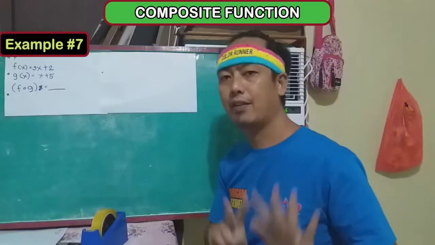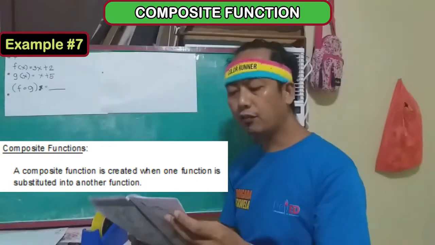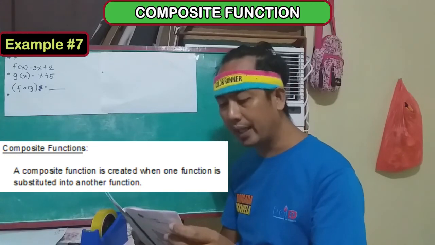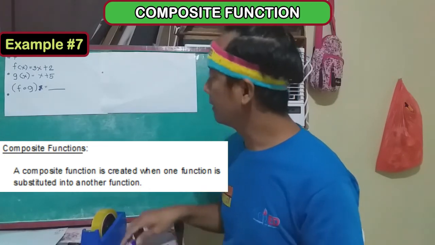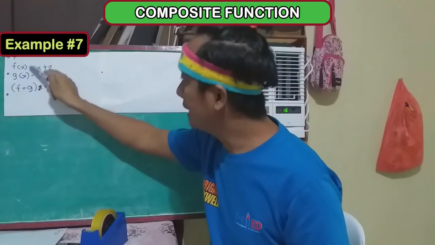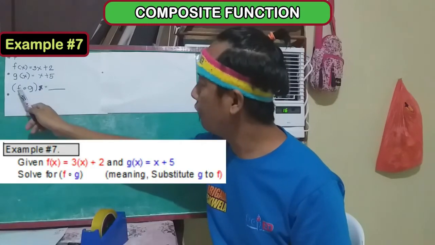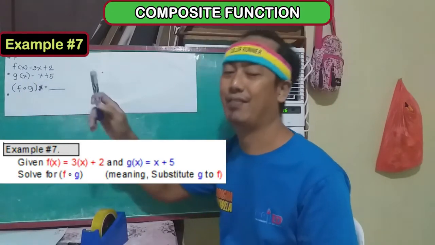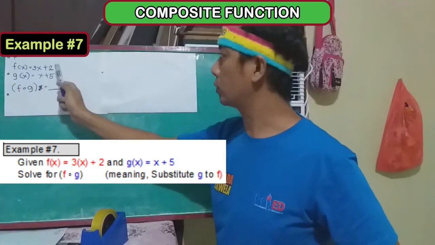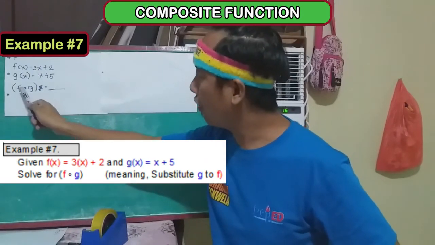Dito tayo ngayon sa number 7. Composite functions. The composite function is created when one function is substituted into another function. So, ibig sabihin, yung one function, ipapasok mo sa isang function. So, itong ibig sabihin yan, hindi yan fog. Function of f of g. F of g yan. So, sample natin yan. Ang f is 3x plus 2. Ang g is x plus 5.